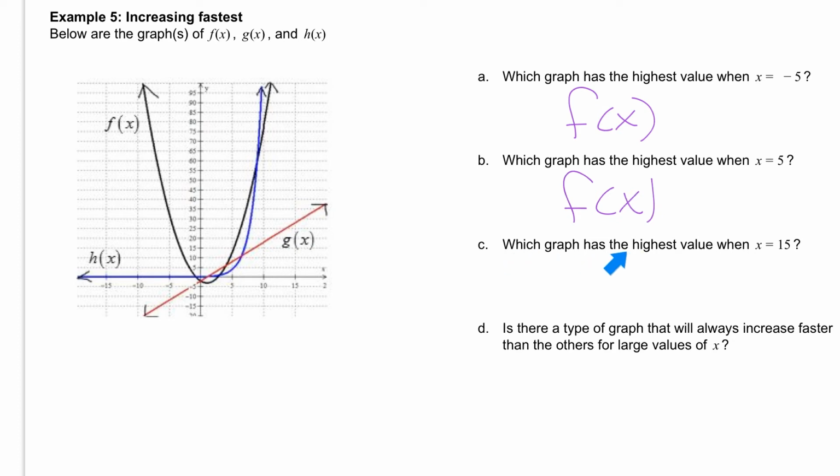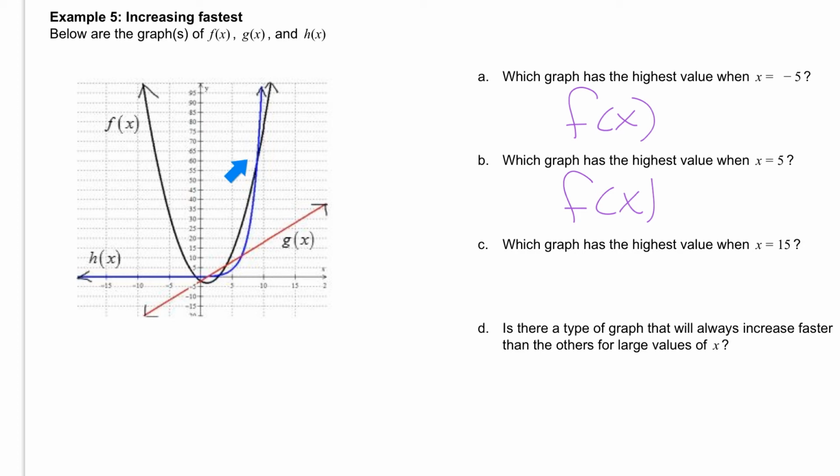In letter C, which graph has the highest value when x is equal to 15? So now we're taking a look when x is 15, which is here. We have our line that has fallen way below everything else. It's still down here, right below 30. And then as we go up further, we're looking between our exponential and our quadratic function. And we want to take in what we learned in the last example in terms of what's happening for big values of x with our exponential functions and our quadratic functions.